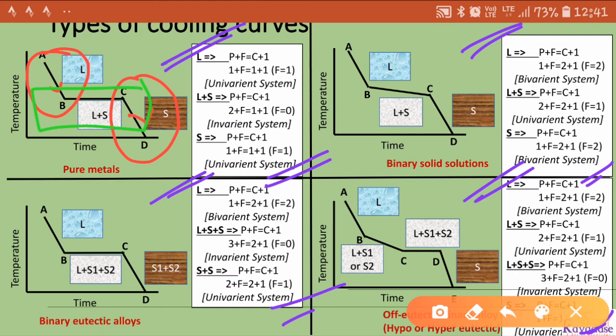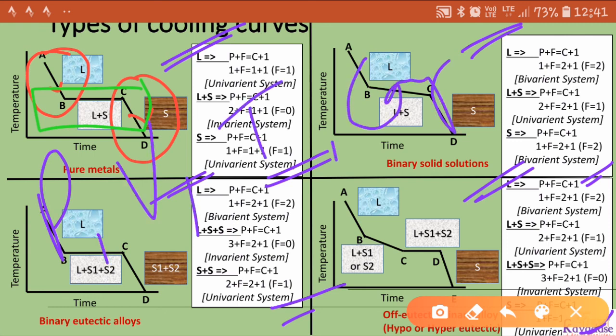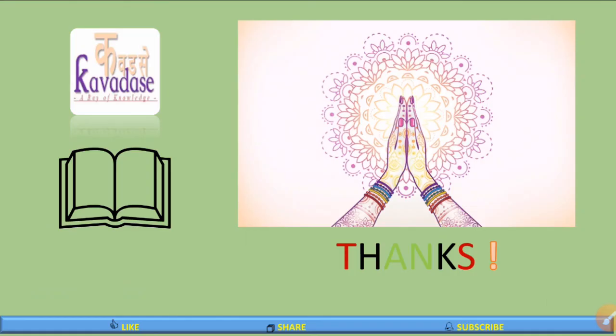Okay, so degrees of freedom is nothing but the number of independent variables associated with the system. So in metallurgy we have 4 independent variables. What are these 4 variables? Pressure, volume, temperature and composition. Okay, so thank you.